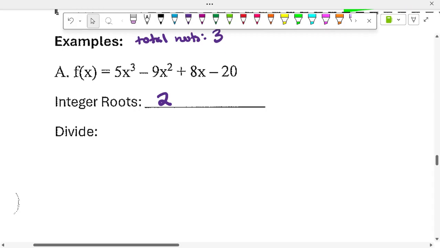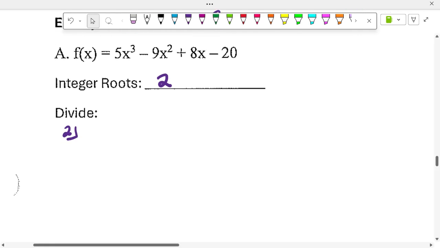All right. So we're going to divide. Now, since we already have the root, we don't have to worry about setting it equal to 0 to find what goes in the little box for synthetic division. It's just 2. So we're just adding one more step to what we learned last week. Pretty much, yeah. Well, that's part of it. You'll see.